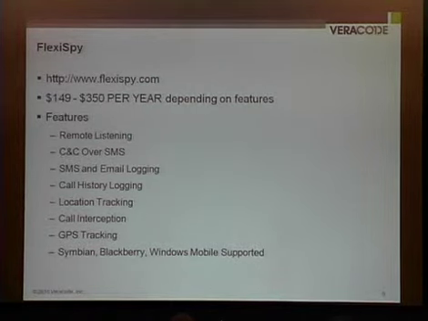FlexiSpy is a commercial offering. It costs between $150 and $350 recurring each year. The pros of FlexiSpy: it's fully functional, and allows the target to be monitored using many different types of methods. It covers platforms Symbian, Blackberry, Windows Mobile. The cons of FlexiSpy: it's expensive to purchase.